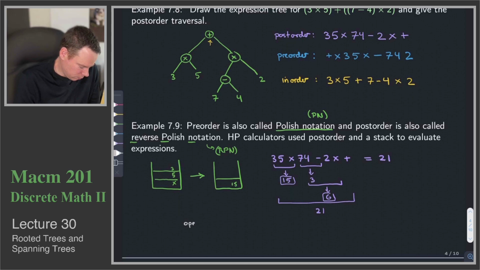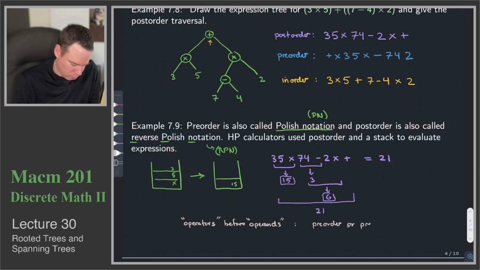So if we put operators, like addition, subtraction, multiplication, division, before the operands, the actual numbers, so if operators are before operands, then this is preorder, or often referred to as prefix notation. And again, it's often referred to as just Polish notation. And so that's this here. Preorder is often called Polish notation.